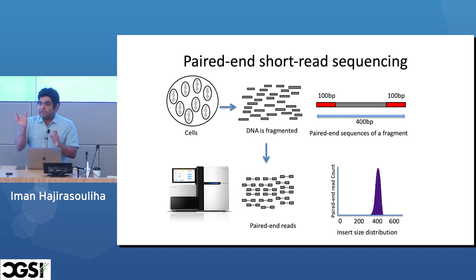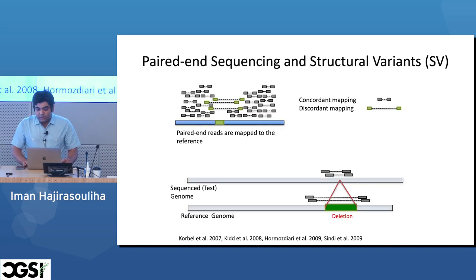And often this distance, which we call the insert size, comes from a tight distribution. So from your sequencing library, you would know the estimate of these fragment lengths. And more than a decade ago, people started using this paired-end sequencing to infer structural variations. There are still methods being developed, but the main idea is this concept of resequencing.